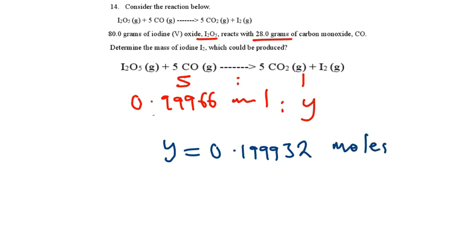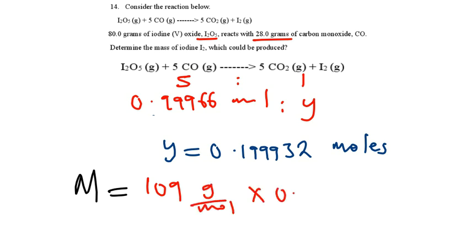of iodide. Now check your periodic table for the molar mass of iodine. I think the value is something like 109 something, right? So the mass can be given as a product of the molar mass, which was something like 109, hopefully that's accurate, multiplied by 0.19932 moles.